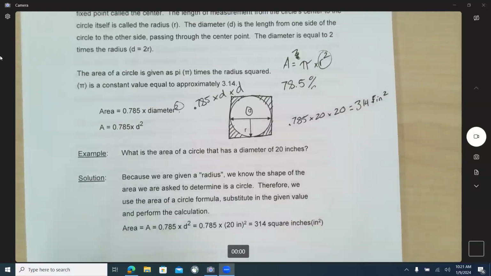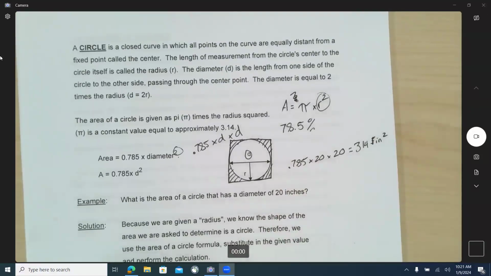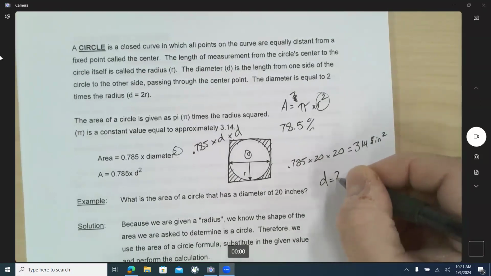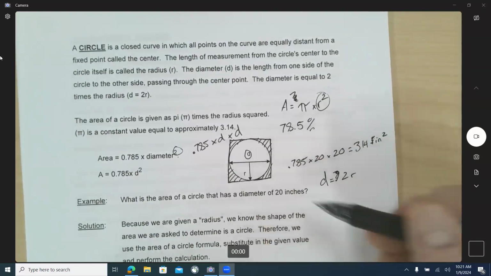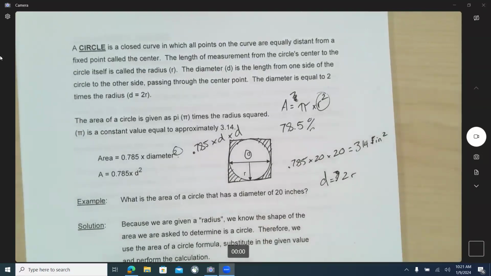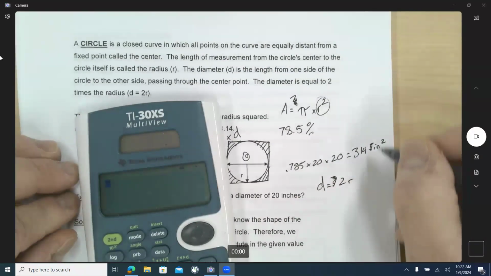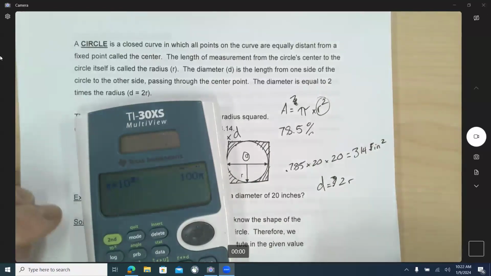inches squared. And to prove my point, pi times radius squared, right? Well, the radius is half the diameter. That you do need to know. Diameter means 2r. It's half of it. So it takes 2 times to get the radius. Let me show you. So the radius of 20 would be 10, right? So pi times 10 squared.